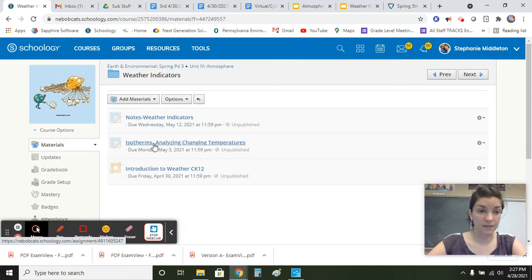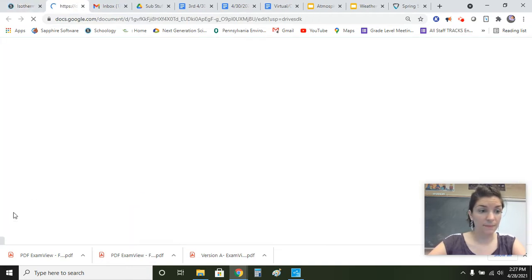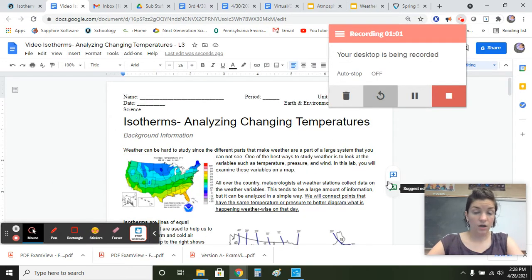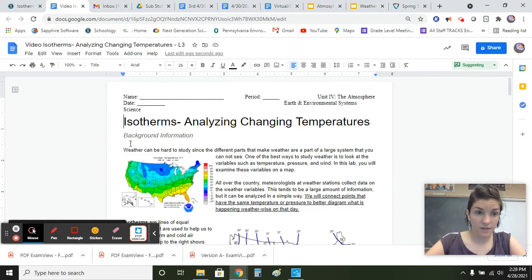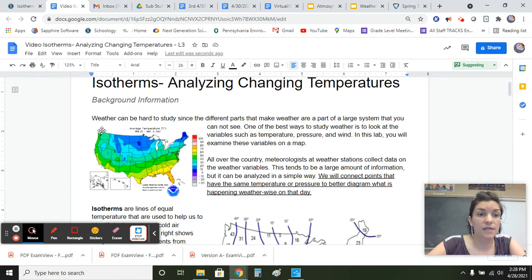You already should have gone over the notes on changes in temperature and air masses before getting into this. And you will have a reading tonight, so just be aware of that, and a little quiz. All right, so let's open this up. I'm going to go ahead and make my own copy. So what we have here is isotherms, analyzing changing temperatures. We're going to read a little bit. I'm going to make this a little bit bigger so you guys can see. We're going to highlight what we think is important.